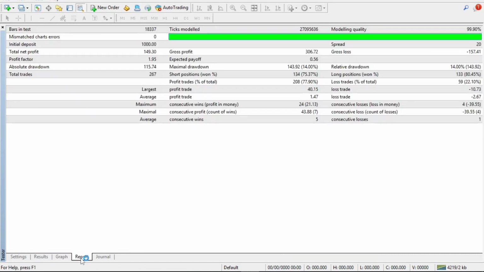The results of backtesting the Australian dollar to Canadian dollar pair for 9 months got a profit of $149. 14% drawdown. Consecutive losses 4 transactions. Consecutive wins 24 transactions. With a total of 267 trades, 208 times profit and 59 times loss.